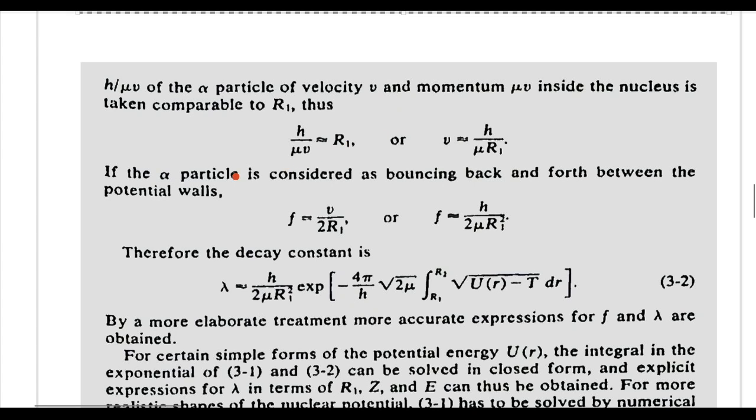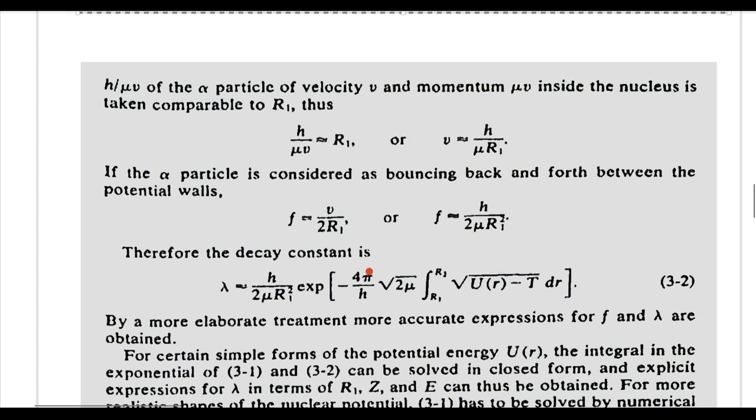If the alpha particle is considered as bouncing back and forth between the potential walls, f equal to v upon 2R1 and f equal to h upon 2 mu R1 square. यहाँ पर हमने R की वैल्यू h upon mu v रख दी है और v इक्वल टू ये इसकी वैल्यू रखी, और f इक्वल टू v अपॉन 2R1 है, तो v की वैल्यू हमने यहाँ पर रखी, तो हम इसको लिख सकते हैं f is approximately equal to h upon 2 mu R1 square.